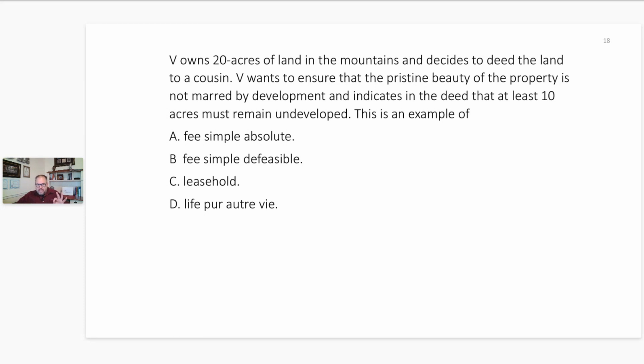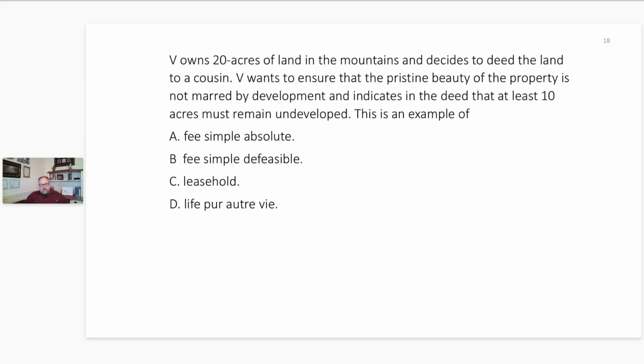The grantee, there's a clause in the deed that shows what ownership interest they're receiving. In this case, we agree that it's fee simple defeasible because the grantor put instructions in the deed that at least 10 acres can't be developed. So there's conditions. If the cousin develops it, then the property can go back to the original owner, V. But what is it called?